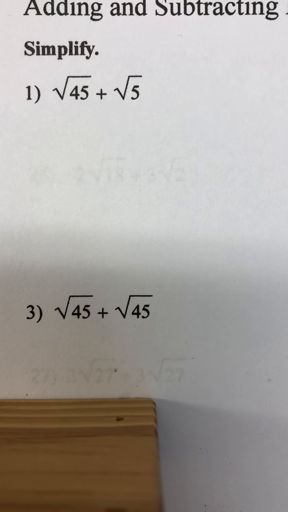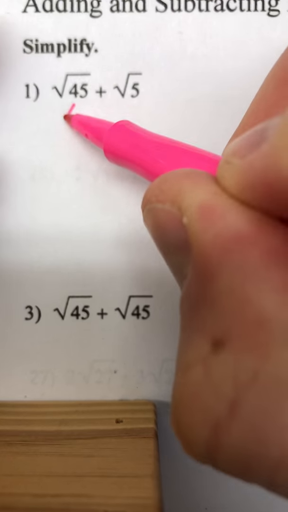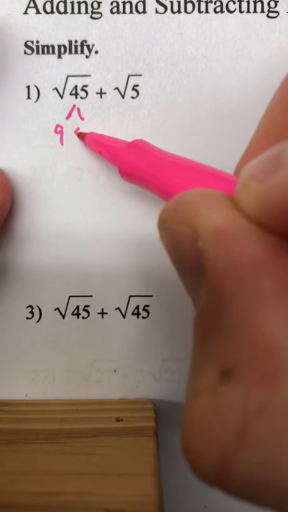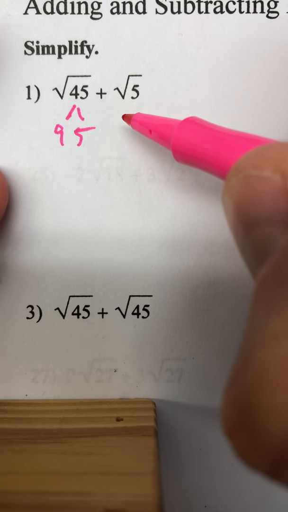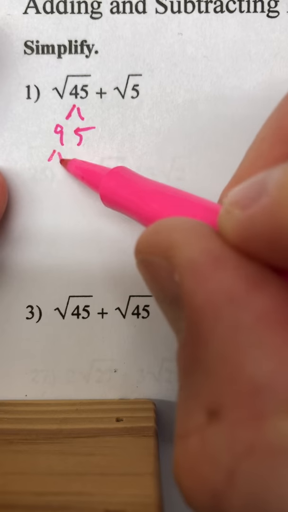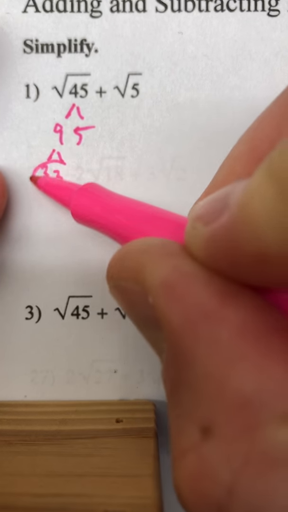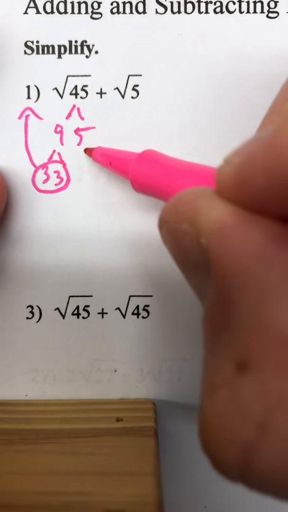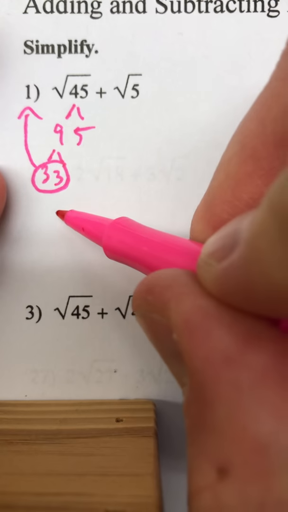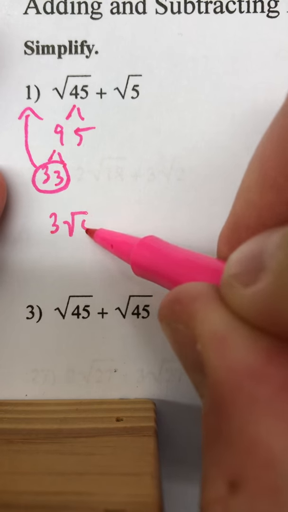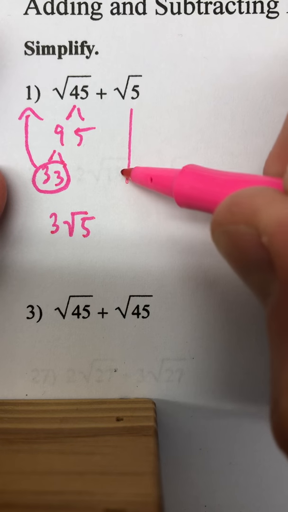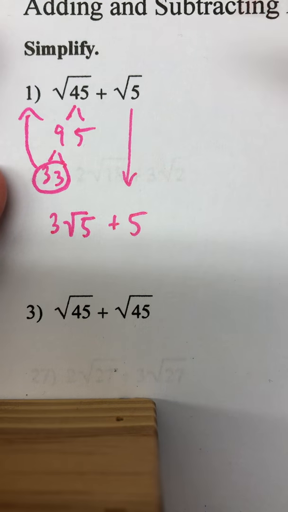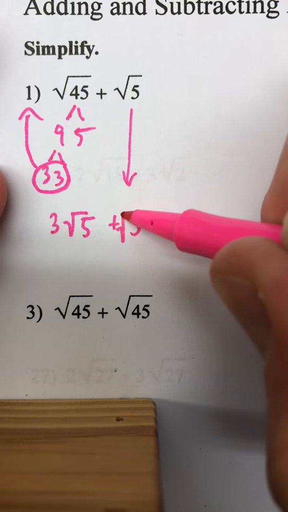Okay, so radical 45 plus radical 5. First let's break this down into 9 and 5. 9's gonna break down into 3 and 3. Look at that, perfect square. Let's bust that to the outside. That 5 can't break down any further. So now this turns into 3 radical 5. Let's just carry this part down, plus radical 5.